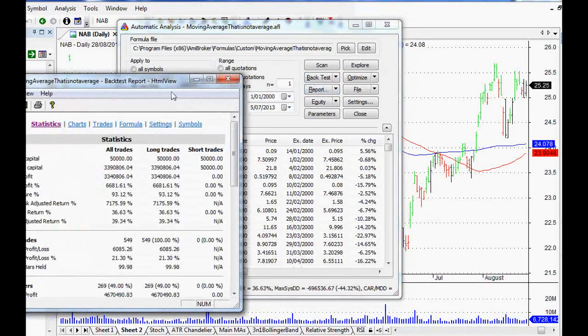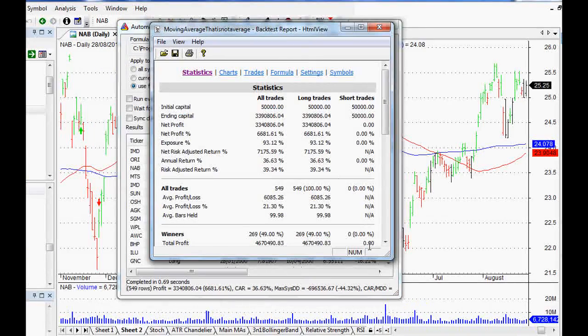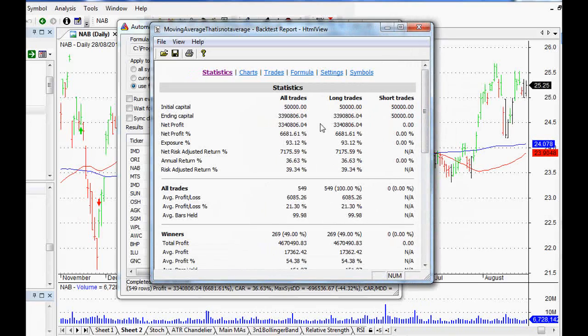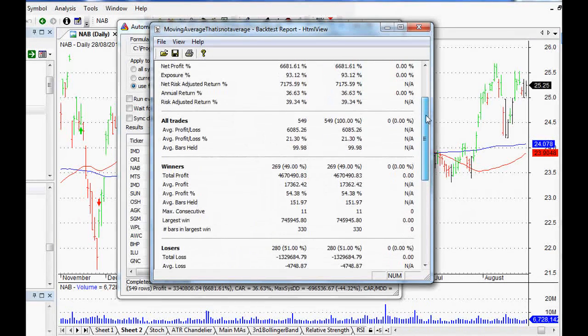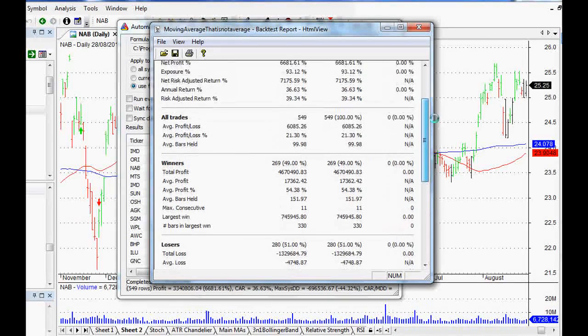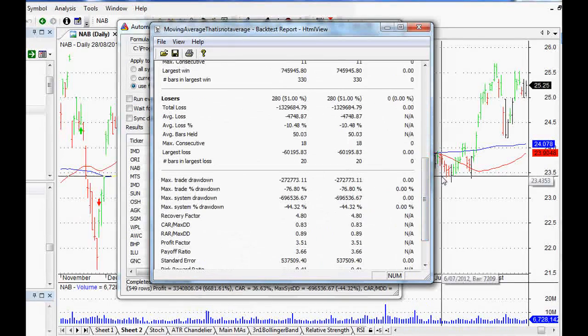So if we go report from there, it gives us an average annual return of 36% per annum. Now the winning percentage is around 49%, so nearly 50% of the time, which is quite good for a trend following type system. And the maximum drawdown is around 44%.